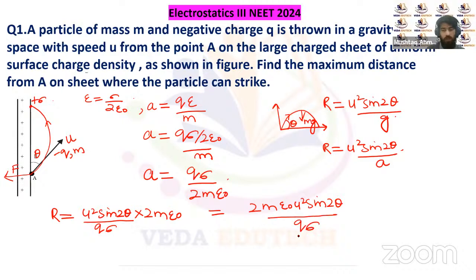Now, if we find the maximum horizontal distance, if we project this charged particle at an angle of theta equal to 45 degrees, only then will the distance be the maximum for this charged particle. So for theta equal to 45 degrees, the maximum range, R max, will be 2 m epsilon naught u square upon q times sigma. So this will be the maximum horizontal distance covered by this charged particle on this sheet.